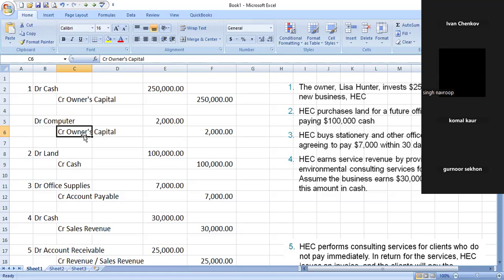What else can the owner invest in the company? Give me other examples that the owner can invest in the company besides cash. Land. What else? Supplies. What else? Be creative here. Can the owner invest his employee?